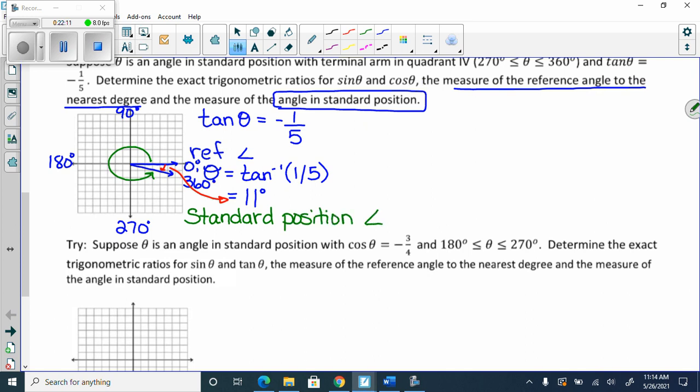Slanted, that's a slanted L, it means angle. 360 degrees minus 11, which gets me 349. And I'm going to label it.